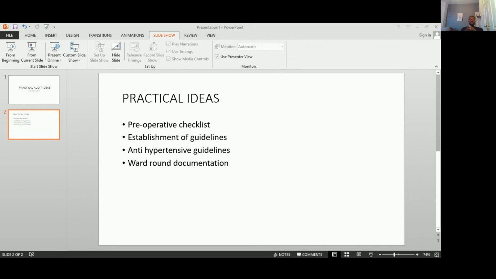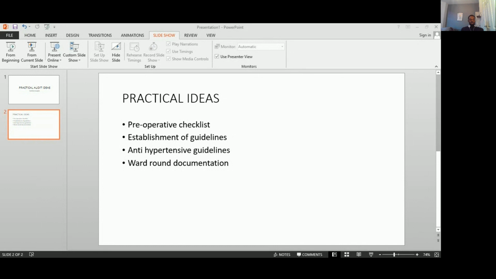Once you've done that, the next step will be to present your findings. So again, you approach the members of the team and the consultant or the HOD, and say, okay, you've completed the first part. You've identified the things that should be in a preoperative checklist, and you would like to present.